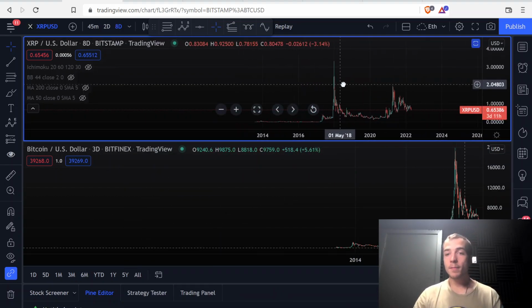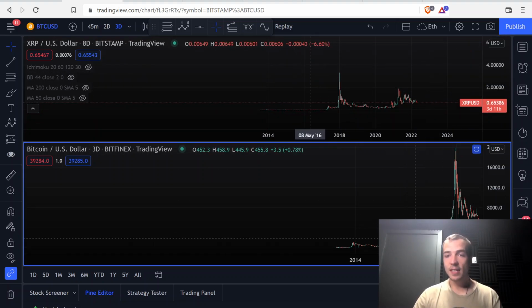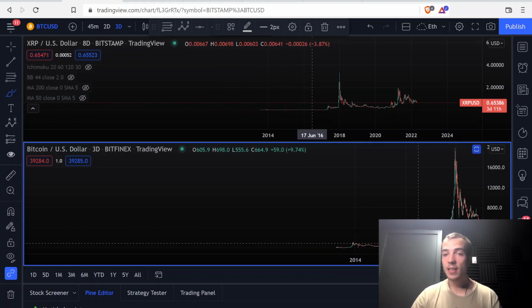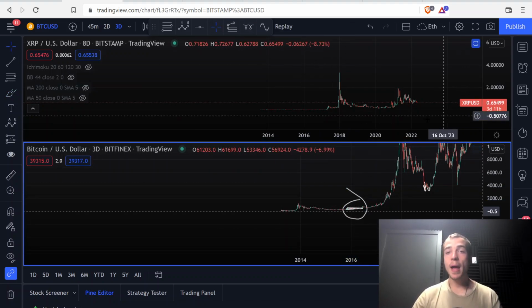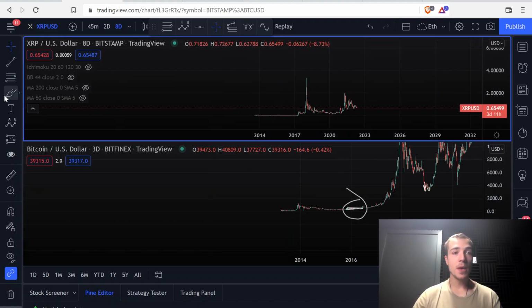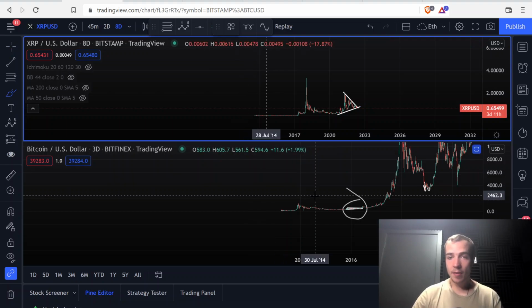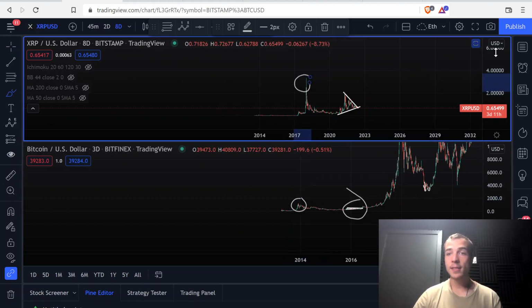So if we look here, this is the triangle on Bitcoin down here. This little circle that I just drew on the Bitcoin chart is that triangle pattern that I just showed you on XRP. And so this peak right here, this euphoria on Bitcoin, is also this euphoria on XRP.